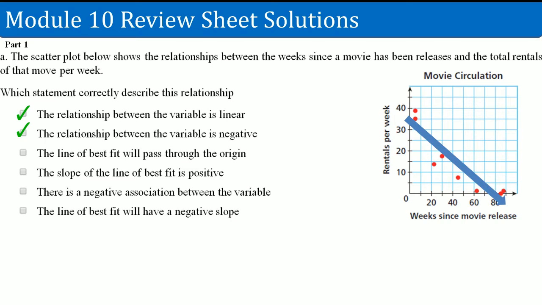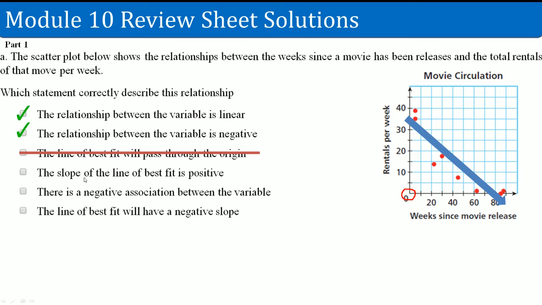Okay, the line of best fit will pass through the origin. The origin right here is referred to the point 0, 0. It is never going to touch 0, 0. It is very far away. So we would say that this one is incorrect.